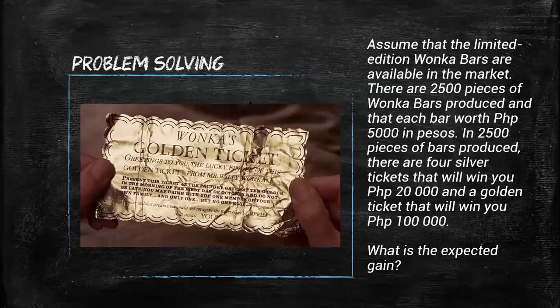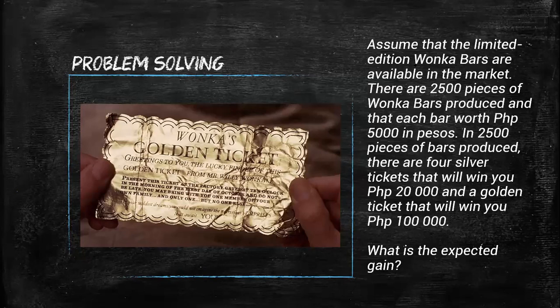Ano sa tingin nyo yung may chance dyan? May probability nga. Sir, yung sa problem po ba? Opo, yung problem. Sir, sa 2,500 pieces of bar produced, there are 4 silver and 1 gold ticket. So, ano yung may probability doon, Matt, based doon sa sinasabi mo?